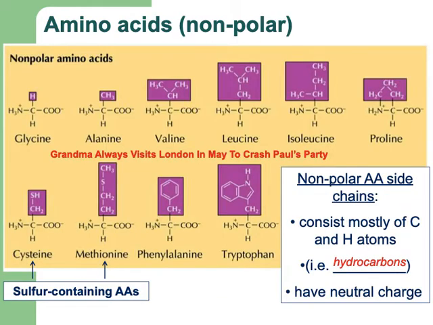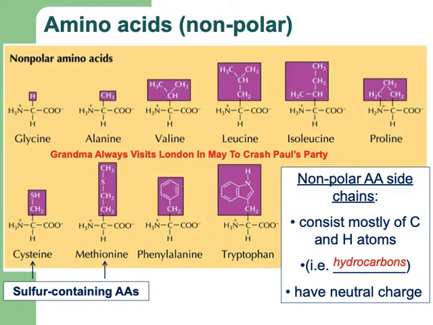Now let's discuss our nonpolar amino acids. There are 10 of them. As we can see here, there's quite a few. And the side chain is indicated in purple. So the R group is the side chain, and they're indicated in purple. And overall, the nonpolar have side chains that are mostly composed of hydrocarbons. So that's carbon and hydrogens. And they have a net neutral charge. There's no charge associated with those side chains.